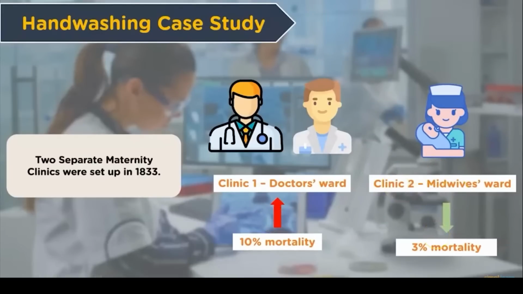So he again believed that in Clinic 1, where doctors and physicians operated, they also used to handle corpses during autopsies before operating on pregnant women. And they never used to wash their hands between the two jobs. But midwives in Clinic 2 never went to the autopsy room. So Semmelweis spotted that there were links between the lack of hygiene of the doctors and the mortality rate of the mothers. So let's analyze that data now.